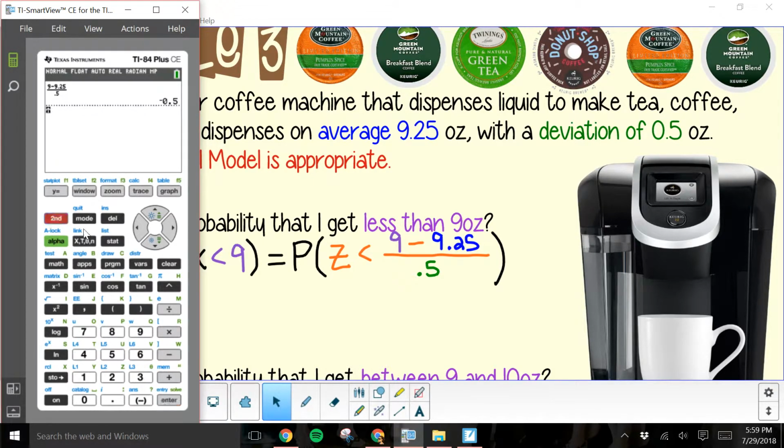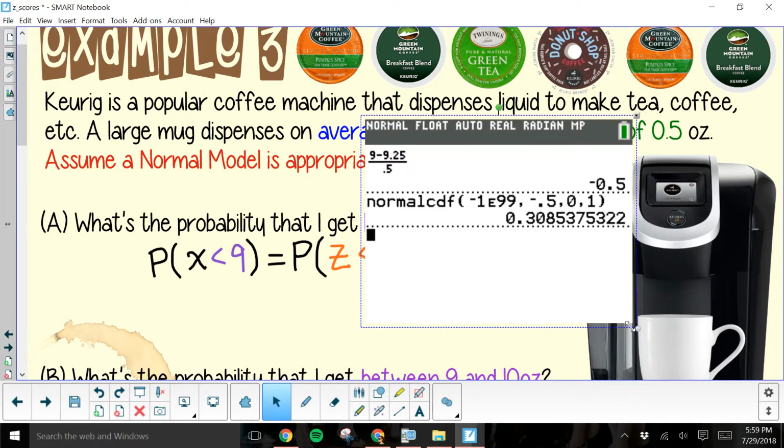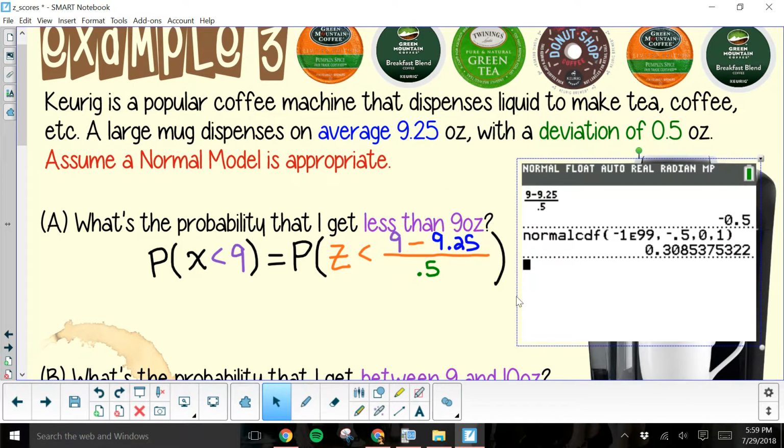So now I can go into my calculator, second vars, normal CDF. Notice my upper needs to be negative 0.5. Notice it's negative because 9 is below average. And paste. Enter one more time. And there you go. Make this a little smaller so it can fit. Not too bad.